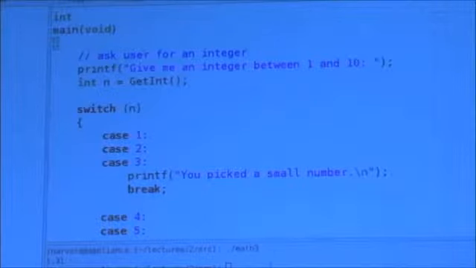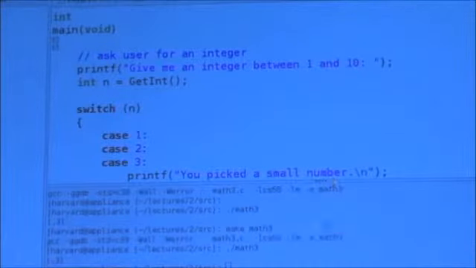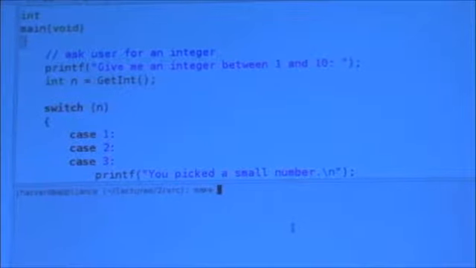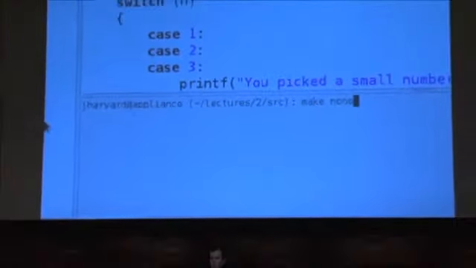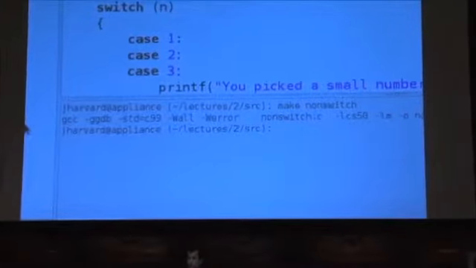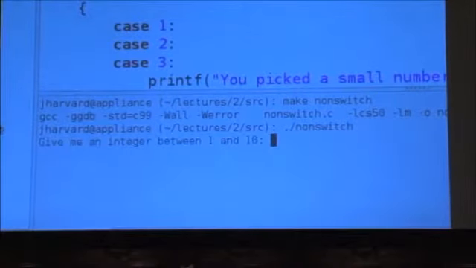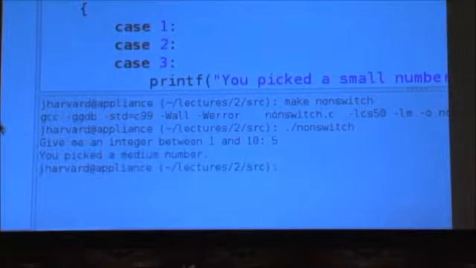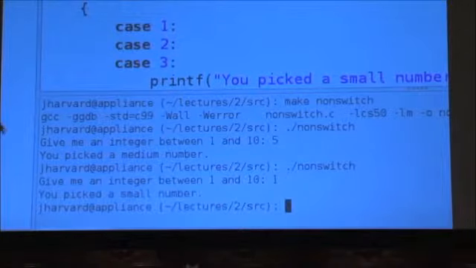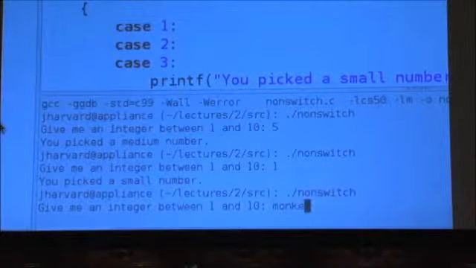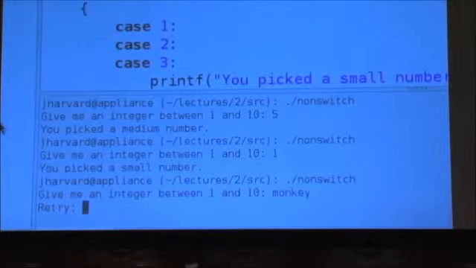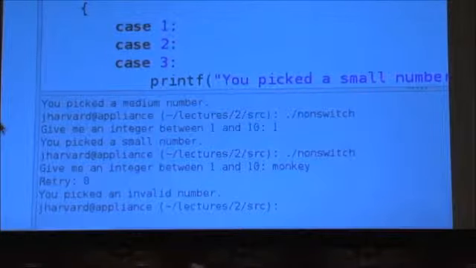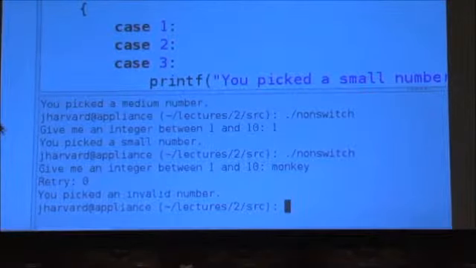I'm going to go ahead and save this in my terminal window down here. I'm going to go ahead and make non-switch, which is still called that even though we've changed it to a switch. Compile's OK, so that's always a good sign. Non-switch, give me an integer, let's say 5, you picked a medium number. Let's say 1, you picked a small number. Let's say monkey, retry. So that's the CS50 library catching that. 0, that's my own program catching that, saying it's an invalid number.